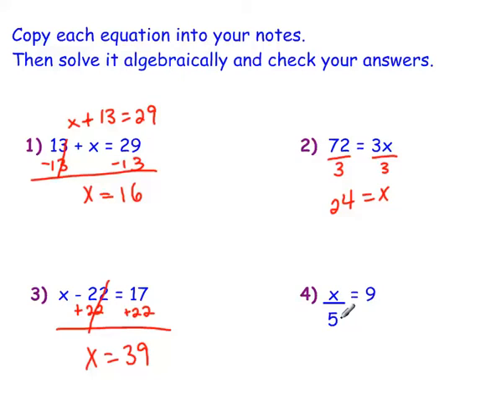All right, last example here. X divided by 5 equals 9. So the opposite of dividing would be to multiply both sides by 5. My 5's cancel, so I'm left with x equals 45. And 45 divided by 5 does give me 9. Okay? I hope you did great with those.